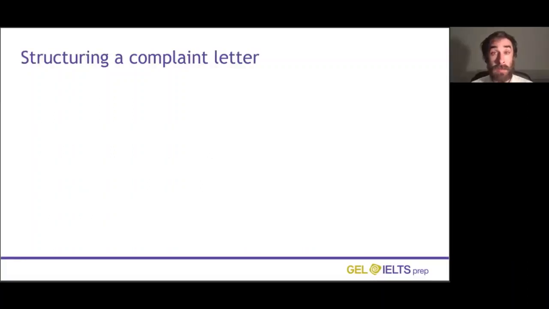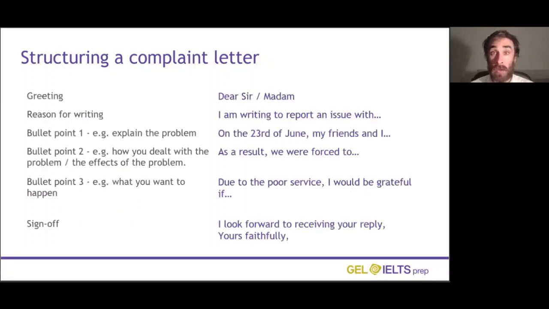So now that we've thought about what we're going to write, let's think about how we're going to structure our answer. Like all Task 1 letters, we're going to write 4 main paragraphs, and we're going to include a greeting and a sign-off at the end. So our 4 main paragraphs are the reason for writing. This will be the shortest paragraph, probably just 1 sentence. Then the 3 bullet points from the question.